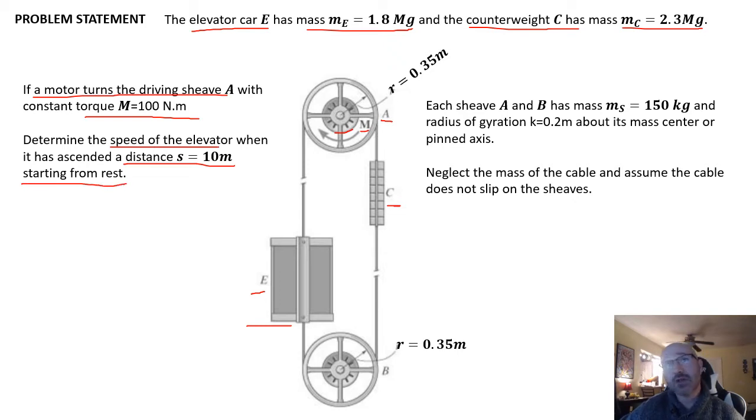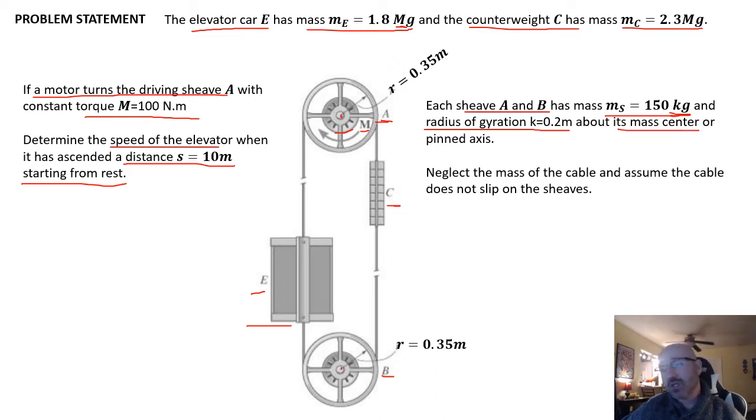They also tell us that each of these sheaves, A up at the top here and B down at the bottom here, has an equal mass of M sub S equal to 150 kilograms. Again, pay attention to our units here. These are in kilograms, while our other masses are in megagrams, so make sure we do the correct unit analysis. They also give us a radius of gyration, K, equal to 0.2 meters, about its center of mass at the pin axis right there and right there.